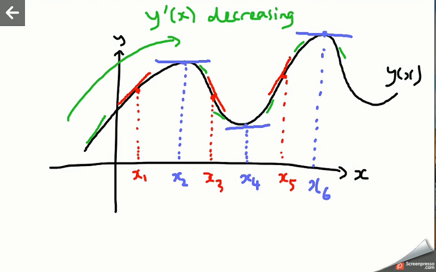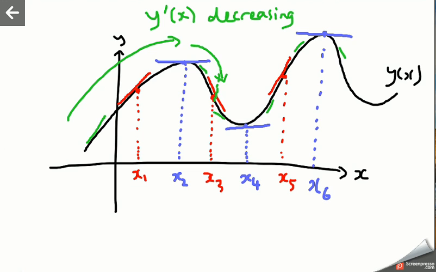Y prime of x is actually decreasing. How about on this section here? Well, the same thing. Y prime of x is still decreasing because even though the tangent lines are starting to get some slope back, it's actually a negative slope. They're getting steeper and steeper in the negative direction, and so that's still going down. We're still going to get a smaller and smaller number. So y prime of x is actually decreasing pretty much right until about there.